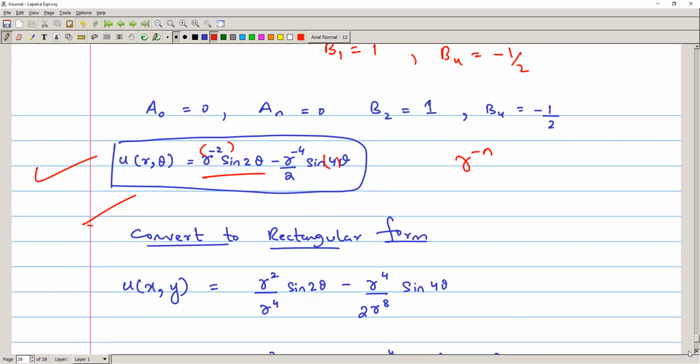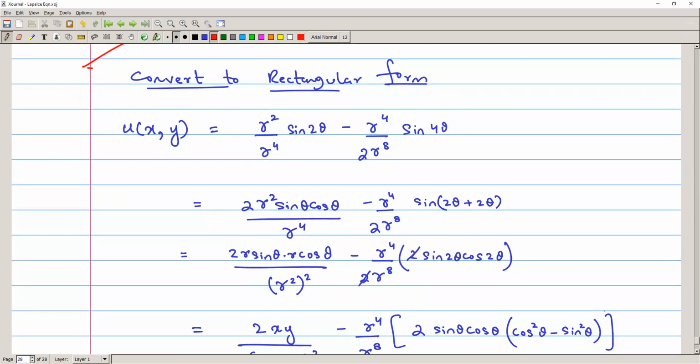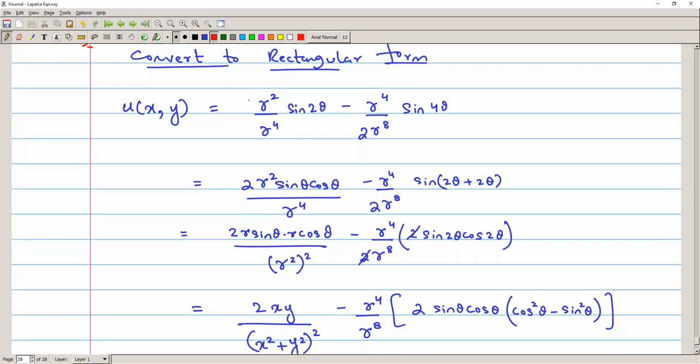Now we are going to convert back to the Cartesian form, the rectangular form. So what we did here, we simply divided and multiplied by r squared because it's sine 2 theta, and we are going to get a squared form of the angle identity, either cosine or sine. And here we multiplied and divided by r to the power 4 because here it is sine 4 theta, and we are going to get the power 4, right?